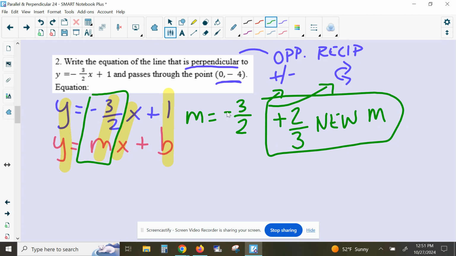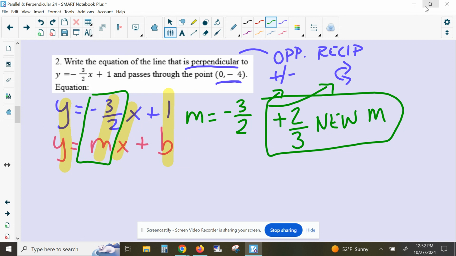Now remember, don't just move the negative from the top to the bottom, because that's not what opposite is. This whole thing is a negative right now, so we have to make the whole thing a positive. Okay, so we want it to pass through (0, -4) with this new slope.